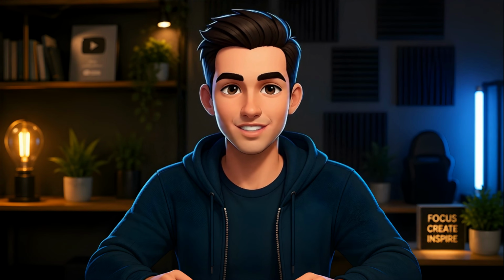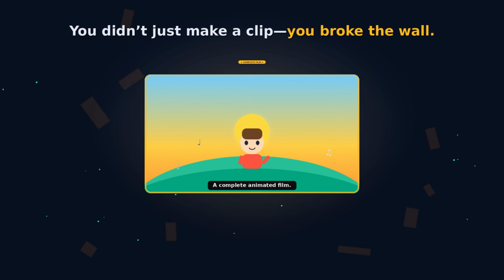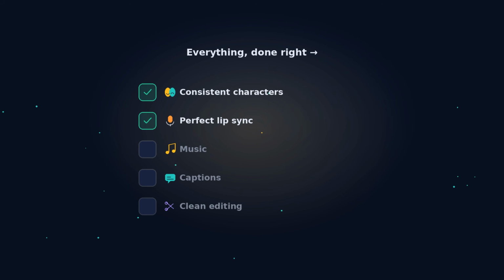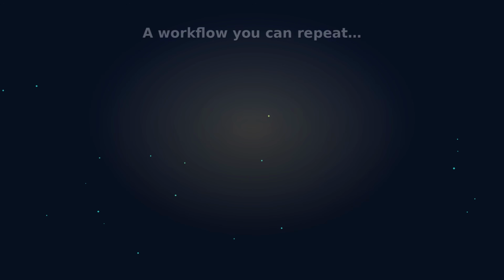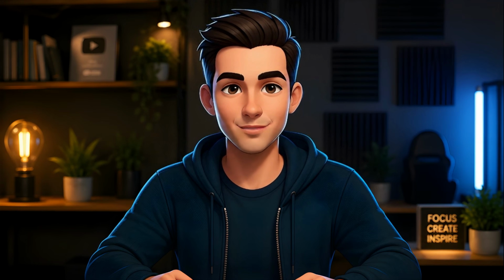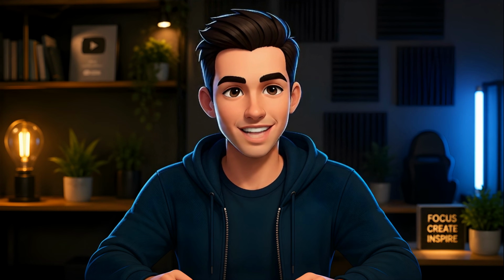And that's it. You didn't just make a clip, you broke the wall. You made a complete animated film with consistent characters, perfect lip sync, music, captions, and clean editing, using a workflow you can repeat for every story you ever want to tell. This is the difference between someone who makes random AI clips and someone who makes real animation. And now you're on the right side of that line.